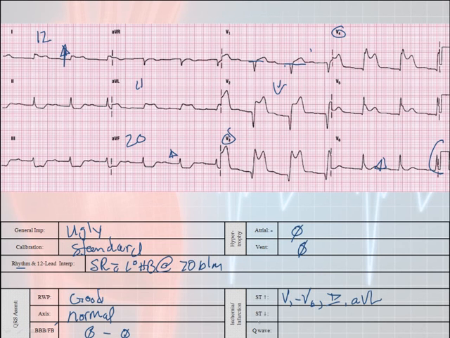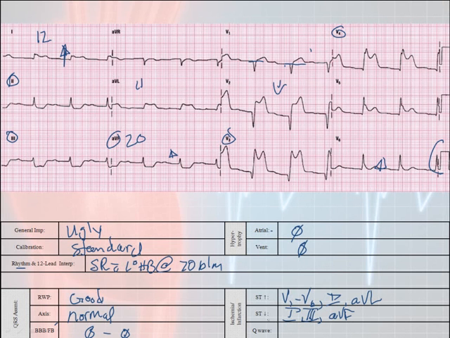It looks like I have the ST segment depression. If you look over here in 2, 3, and AVF, there is all kinds of ST segment depression over there. So I'm going to say this person has ST segment depression in 2, 3, and AVF.